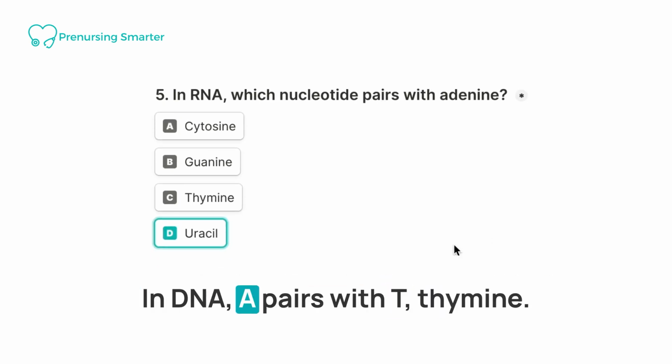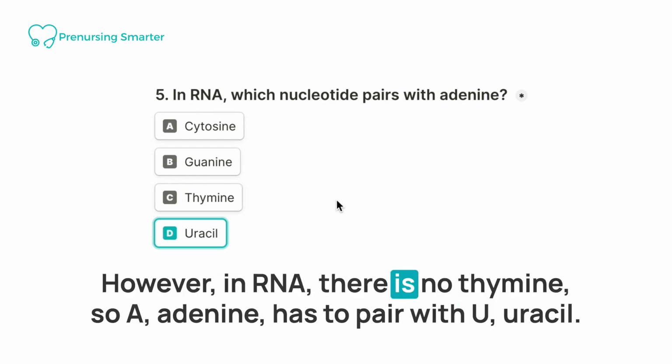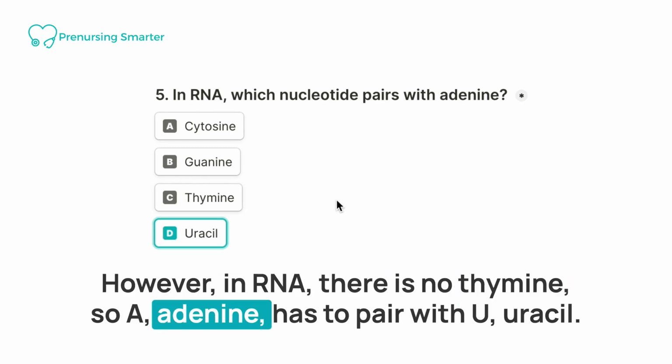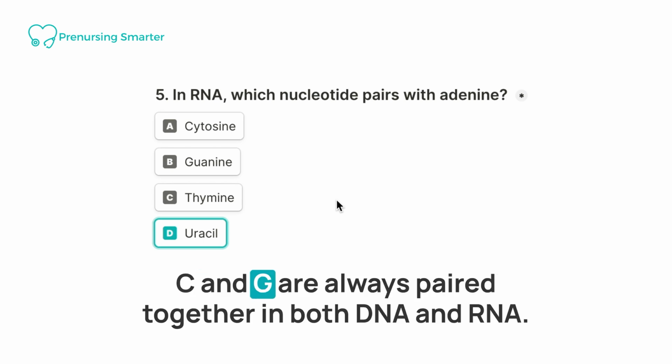In DNA, A pairs with T, thymine. However, in RNA, there is no thymine, so A, adenine, has to pair with U, uracil. C and G are always paired together in both DNA and RNA.